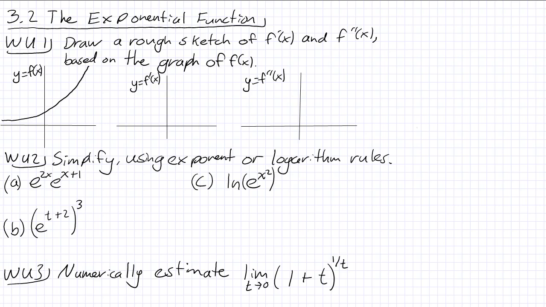First one is, here's a sketch of some function. Maybe it's an exponential function. No real scale here, so you can't get a very good sketch, but just based on the shape of this, what's happening with the slope of f of x, try to draw a graph of f prime of x and a graph of f double prime of x, the second derivative.